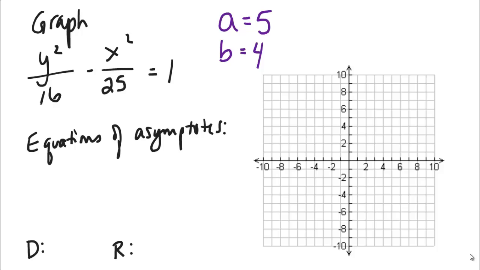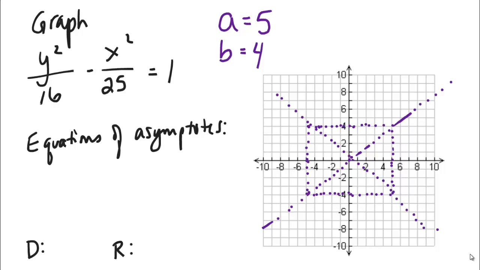Let's see, we're not shifted, so our center's at 0, 0. We're going to go 5 out in the x direction, either way, and 4 up and 4 down in the y direction, and graph my central rectangle. There we go, making sure that the sides go through those points that I've marked. I'm now going to sketch in the asymptotes going through the center of the central rectangle and the corners of the central rectangle. Again, without that central rectangle, I wouldn't know how steep to make those asymptotes.